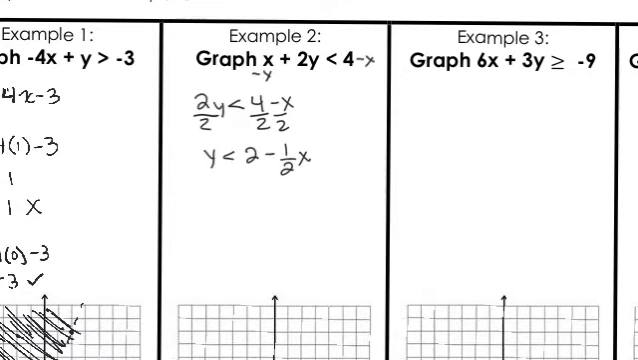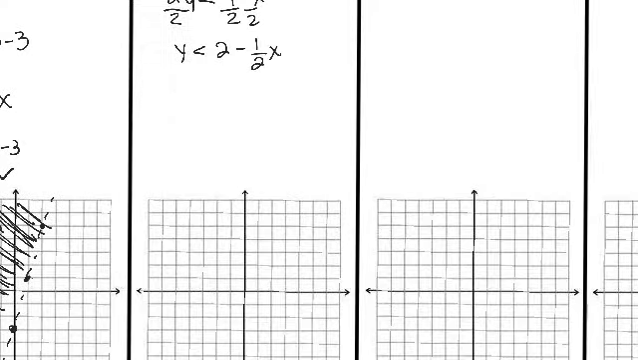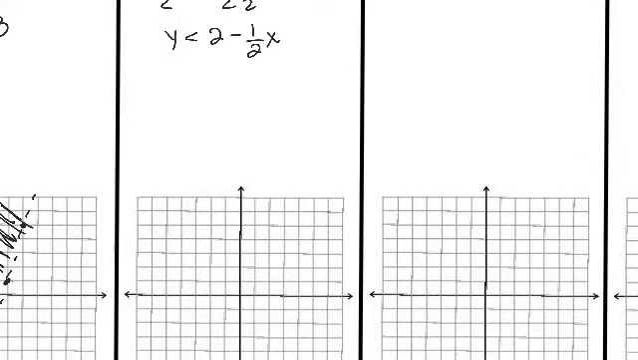Okay, so this is not a greater than, it's a less than, but it's still not equal to. So we want to start with the y-intercept of positive 2, and we're going to go up 1 to the left 2, because it's a negative rate of change. Up 1 to the left 2, and down 1 to the right 2. And so what we're going to do is create a dashed line.